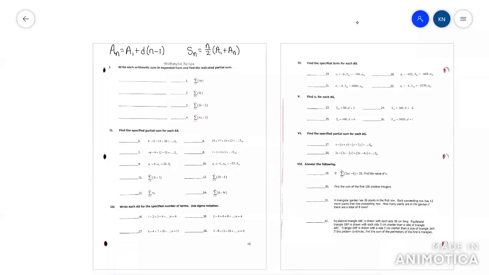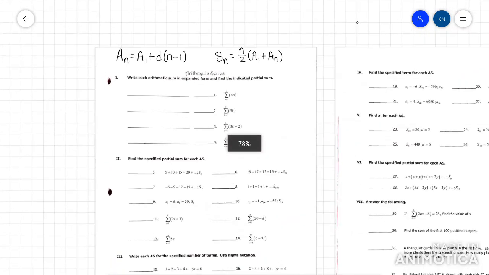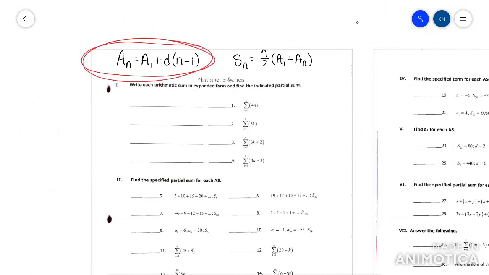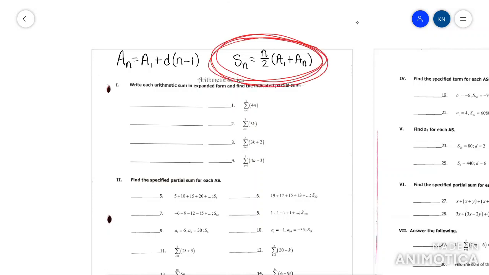All right, this video is going to go over arithmetic series. These are kind of tricky. So you're going to be using two equations here. This one should look familiar to you, so I'm not going to explain that one, but this one is new. This is the equation for a sum of a sequence, which is a series, right?